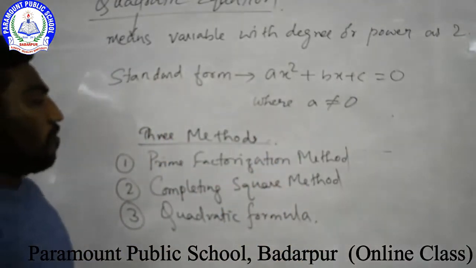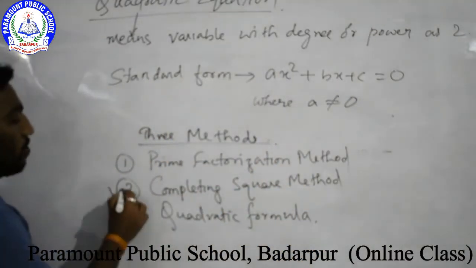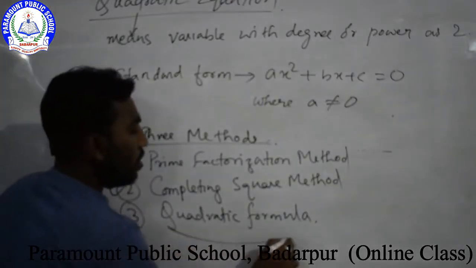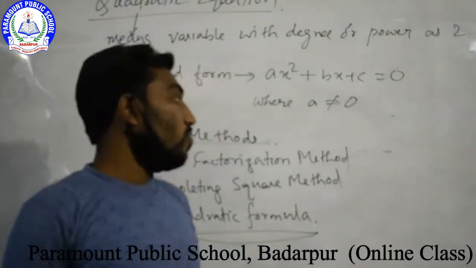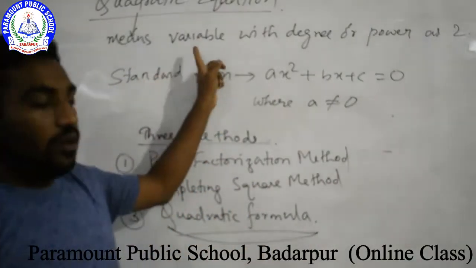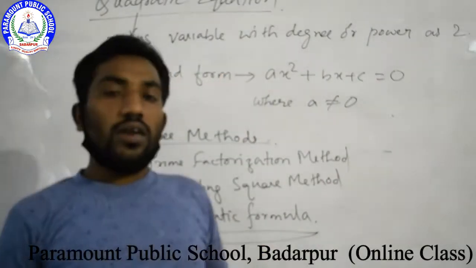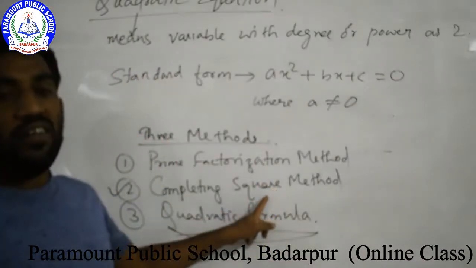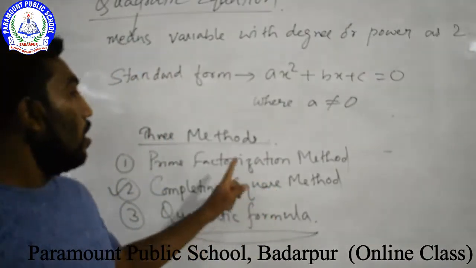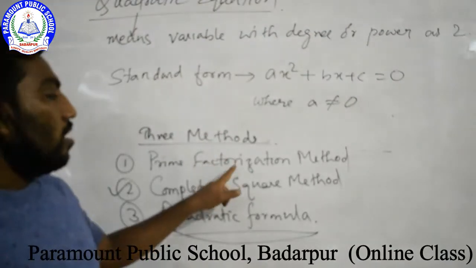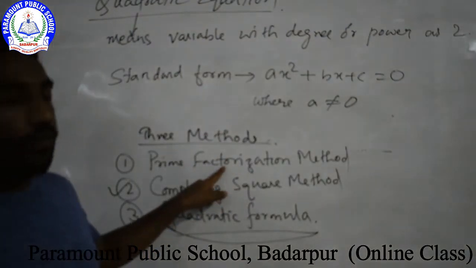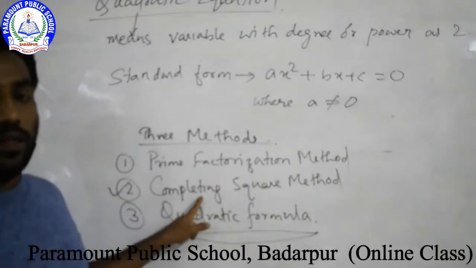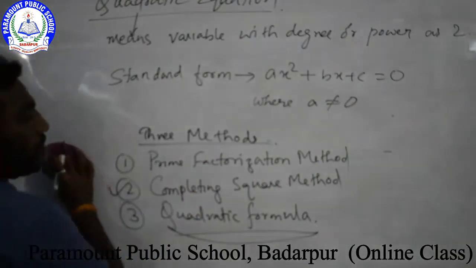So here first of all I will go with the completing square method and I will derive the quadratic formula. Let me take the standard quadratic equation and derive the quadratic formula, but I will use the completing square method. The prime factorization method I will deal with last, because we have done it earlier in smaller classes. So I will go with the second method, that is the completing square method.